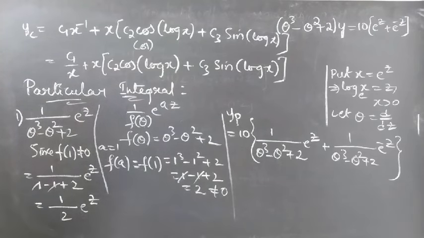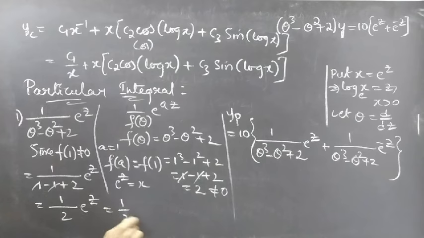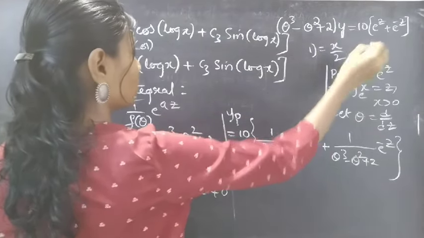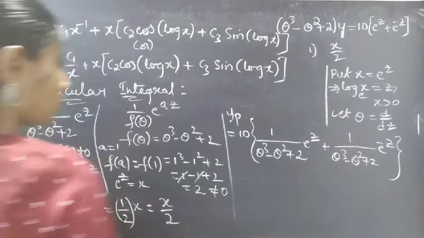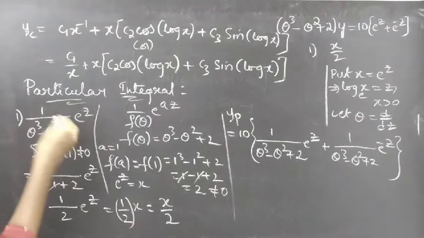Now, we have this in terms of z, but we need to have it in terms of x. So we'll just replace e power z by x. Then we'll get 1 by 2 into x, which equals x by 2. So the result obtained from the first term is x by 2. Okay. Now, let's find the second term, e power minus z.